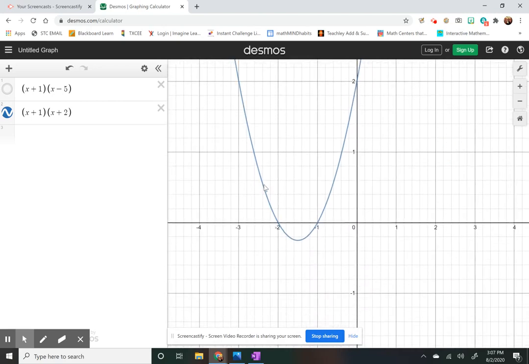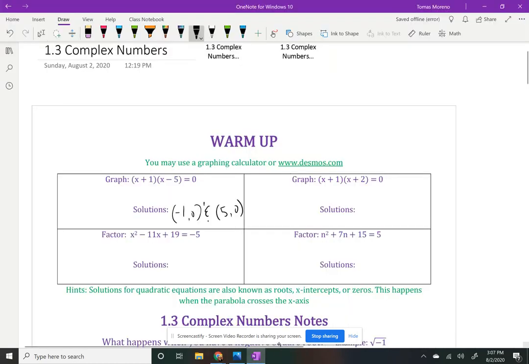So again, you want to click on the parabola itself, and it's going to give you key points: the y-intercept, the vertex, but right now we're looking for the x-intercepts, the solutions, the roots, the zeros. So I click on it, and I get my two solutions right there: -2, 0, and -1, 0. So I'm going to write that in: -2, 0, and -1, 0. Okay. We'll work on these two problems on the next video.